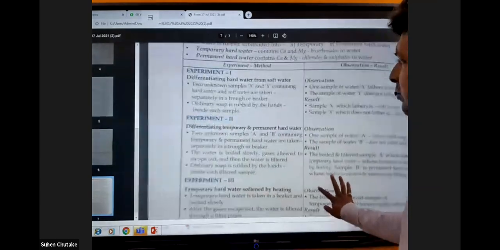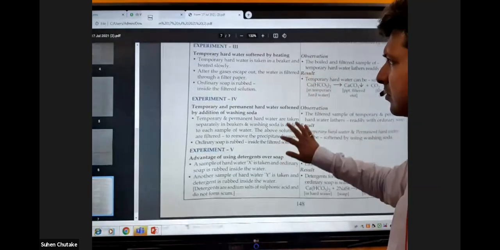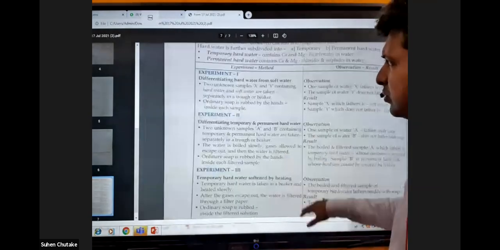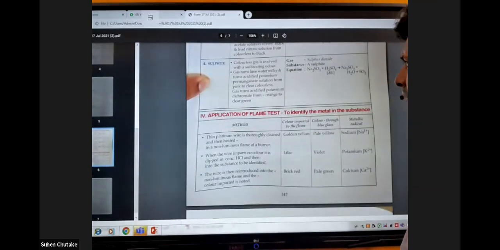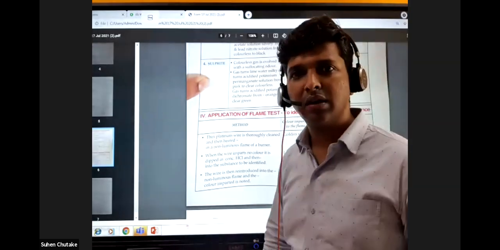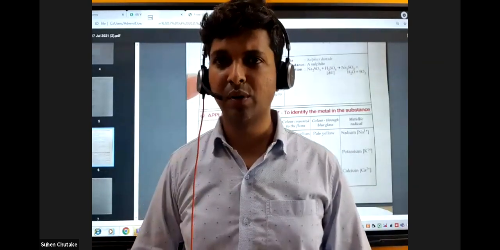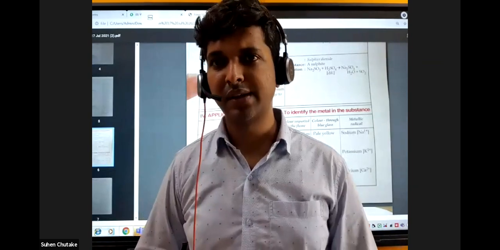Hard water and soft water is also there for you. Hello, is this there for you? Hard water and soft water. Yes, sir. Okay, fine. You can do that point on your own. Hard water, soft water, not a big deal, right? You've done it in your lower classes also, in 8th standard.